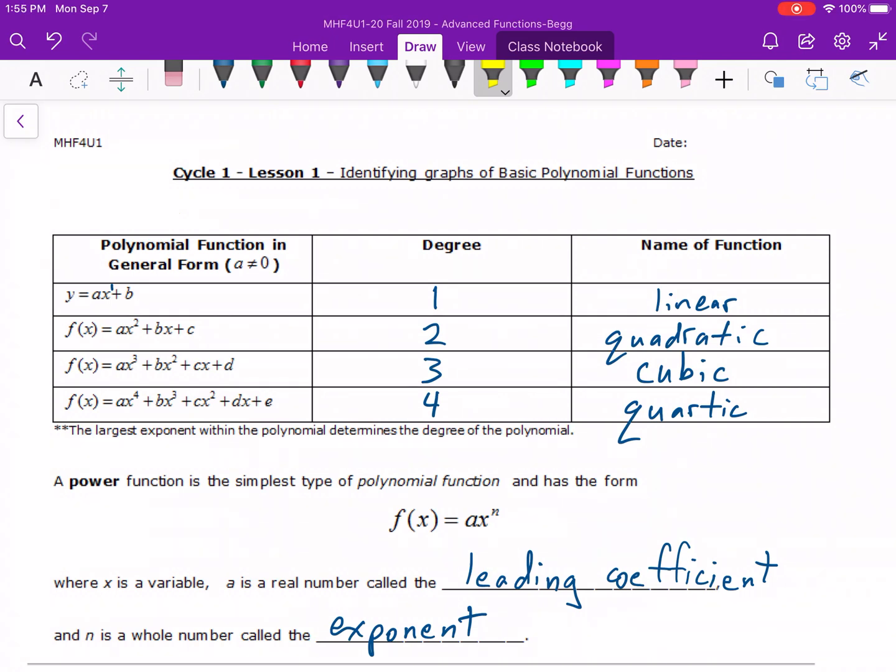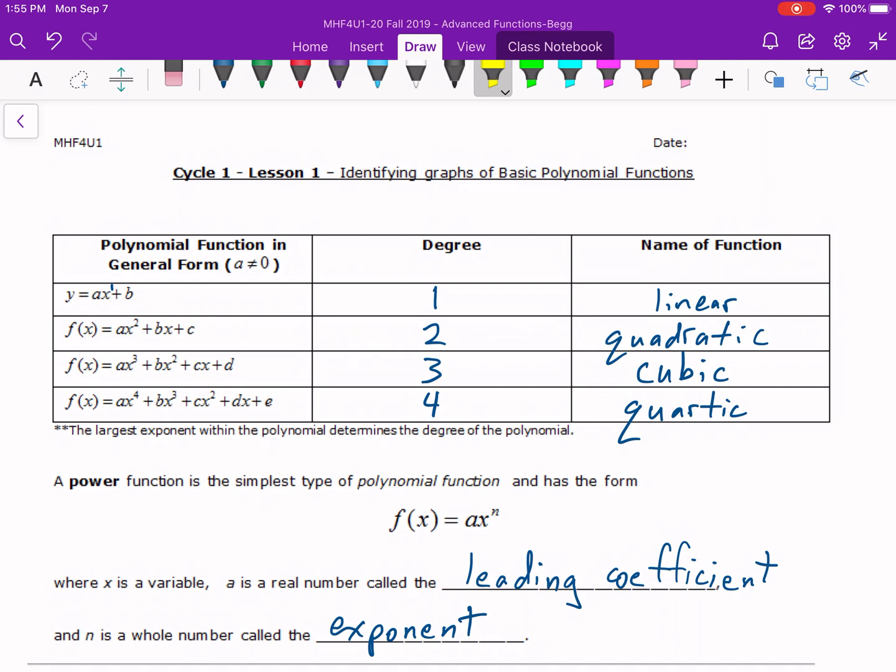This is Cycle 1, Lesson 1 of the Advanced Functions course, identifying graphs of basic polynomial functions. Cycle 1, Lesson 1, in other words, this is the first lesson of new content that's specific for the grade 12 course. And we're going to be talking about polynomials for the next few lessons anyway, more than a few probably. I haven't actually counted them. Anyway, so we're going to look at graphs of polynomial functions.